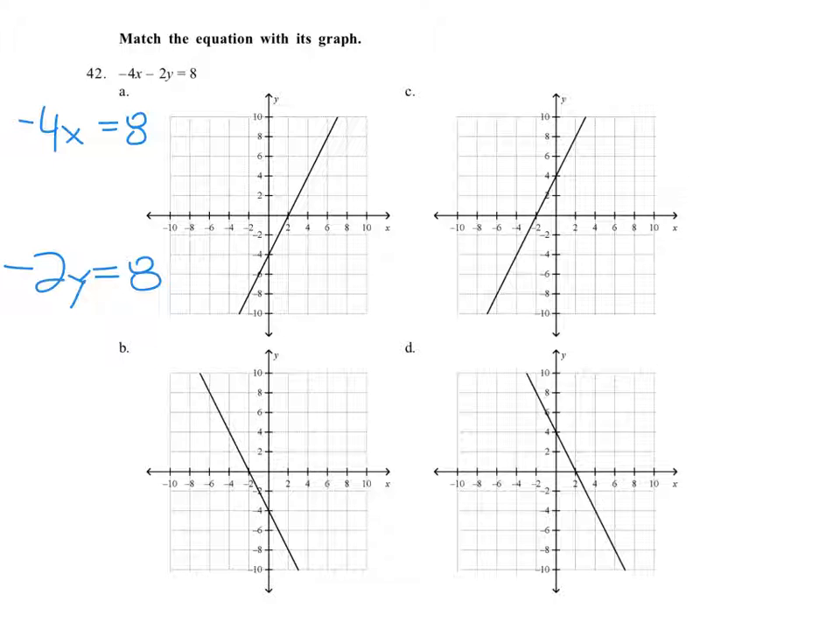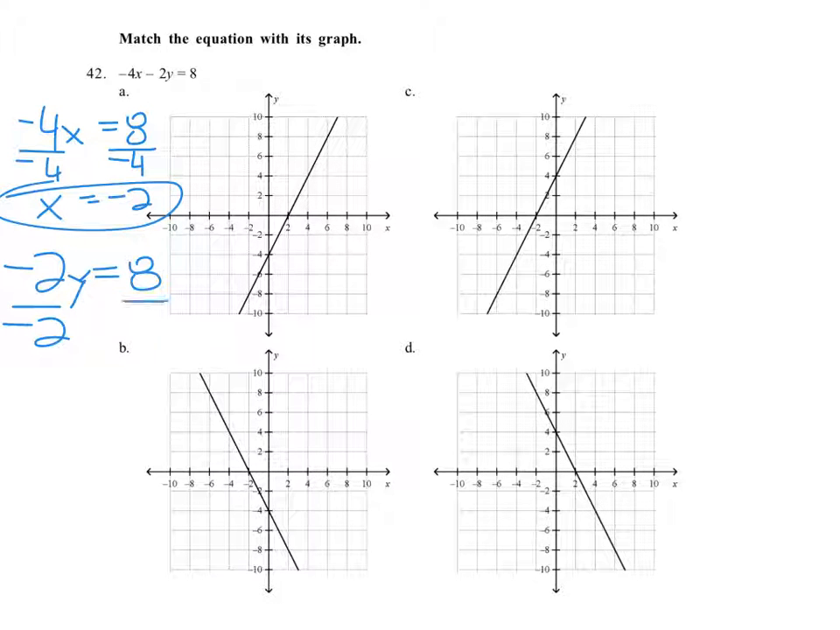So what do we get for the intercepts? Divide both sides by negative 4, and we get an x-intercept that simplifies to negative 2. So we should be hitting the x-axis at negative 2. Likewise, if we divide by negative 2, we get y equals negative 4. We should be hitting the y-axis at negative 4.